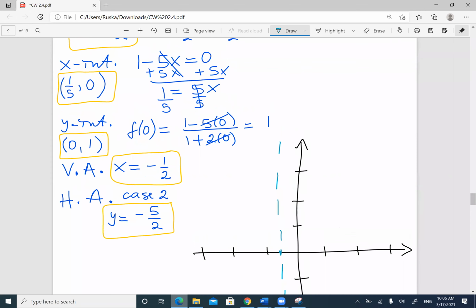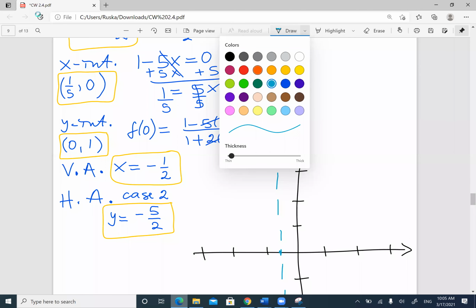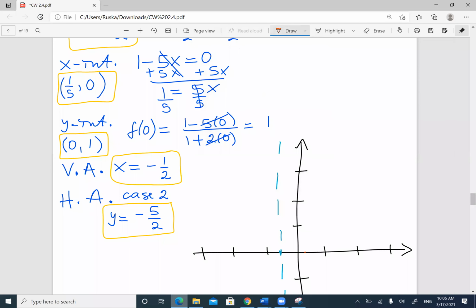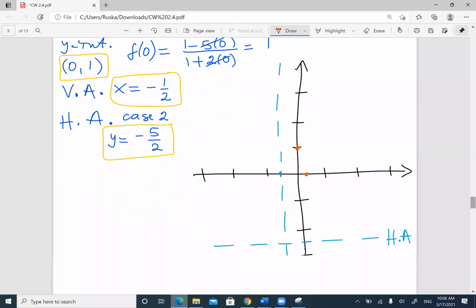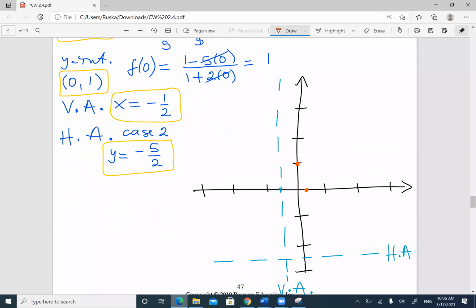We have the x-intercept. The x-intercept is (1/5, 0), which is 0.2. And the other one, the y-intercept, is (0, 1). So the graph goes through these 2 points, okay? Now we have to look at your vertical asymptote. You have to do the left and the right.